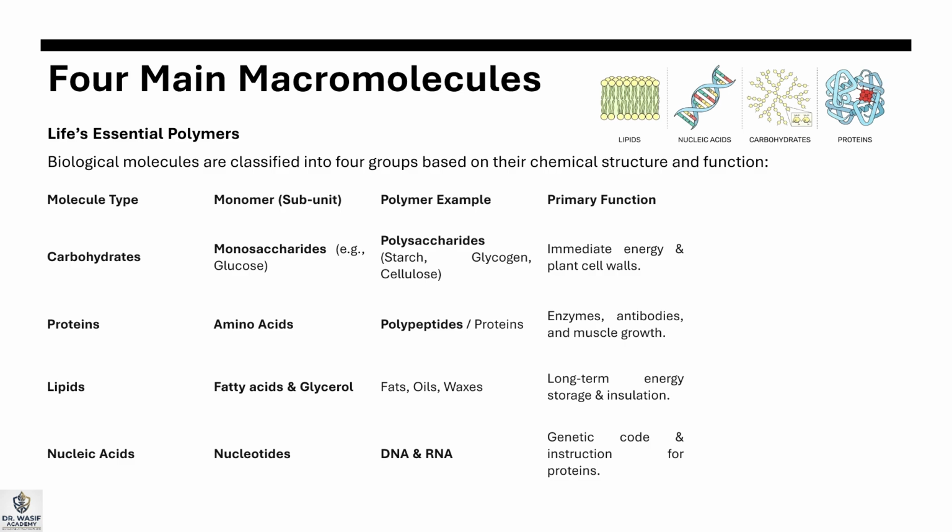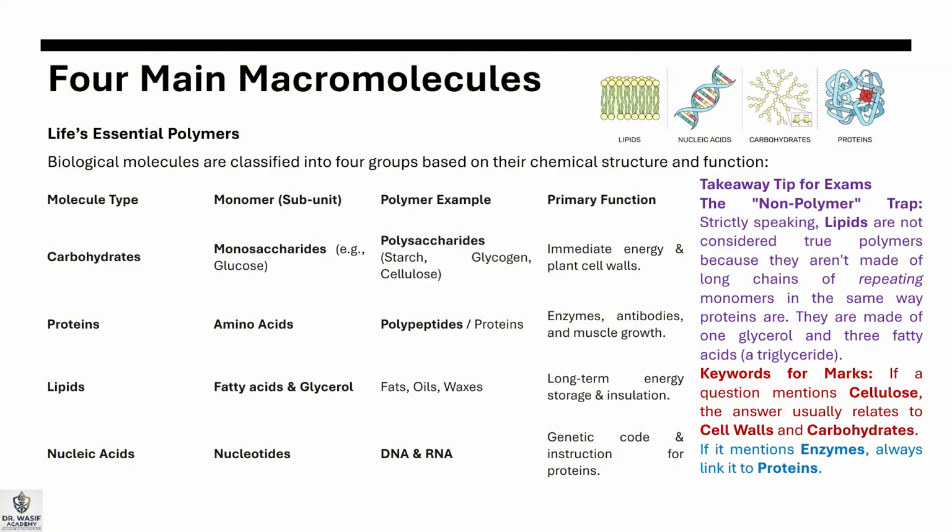And finally, nucleic acids. The monomers here are nucleotides, which build the DNA that carries your entire genetic code. As an exam alert or a takeaway tip for you, do not fall into the non-polymer trap. Examiners love to test this. Strictly speaking, lipids are not true polymers. Why? Because they are not made of a long chain of the same repeating unit.